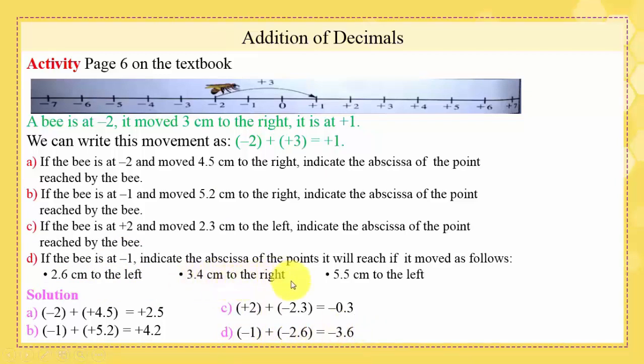3.4 centimeters to the right, that means plus. Minus 1 plus 3.4 equals plus 2.4. 5.5 centimeters to the left, that means minus. Then minus 1 minus 5.5 equals minus 6.5.